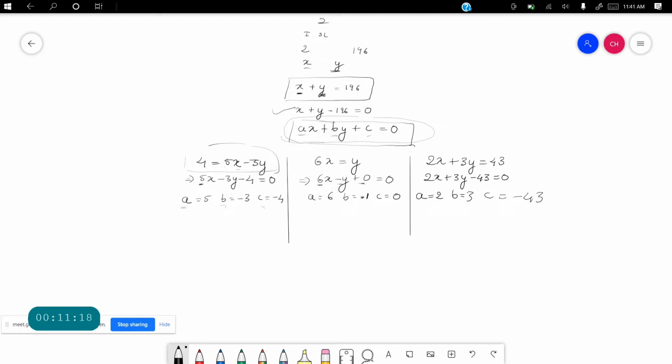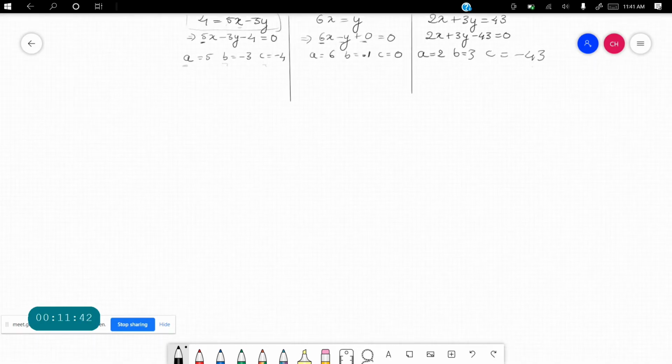It is not 43, it is minus 43, because the general equation is ax plus by plus c. So when there is a plus here, the c will become, when you remove the plus sign in this form, minus 43. So these are a few examples of how you will recognize a two variable linear equation.